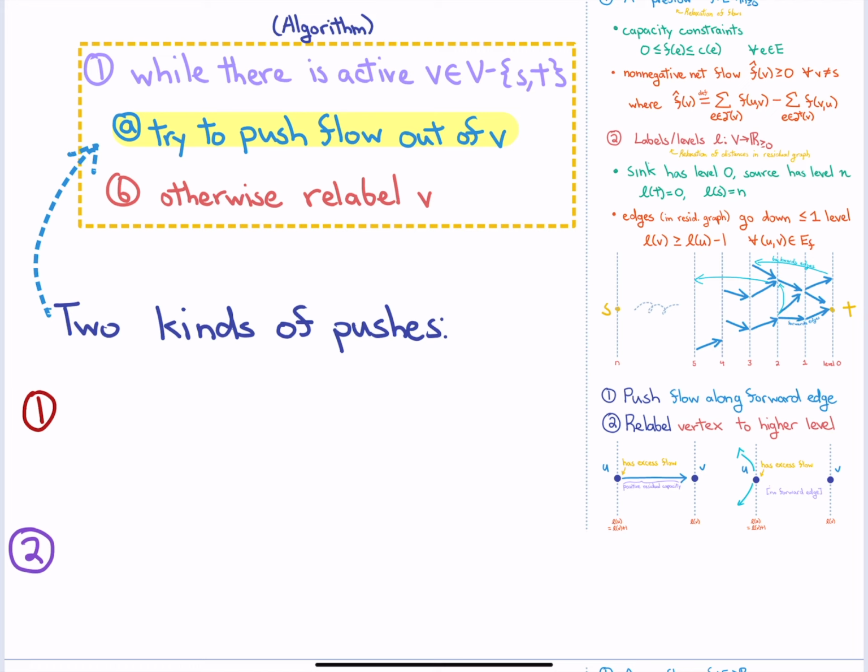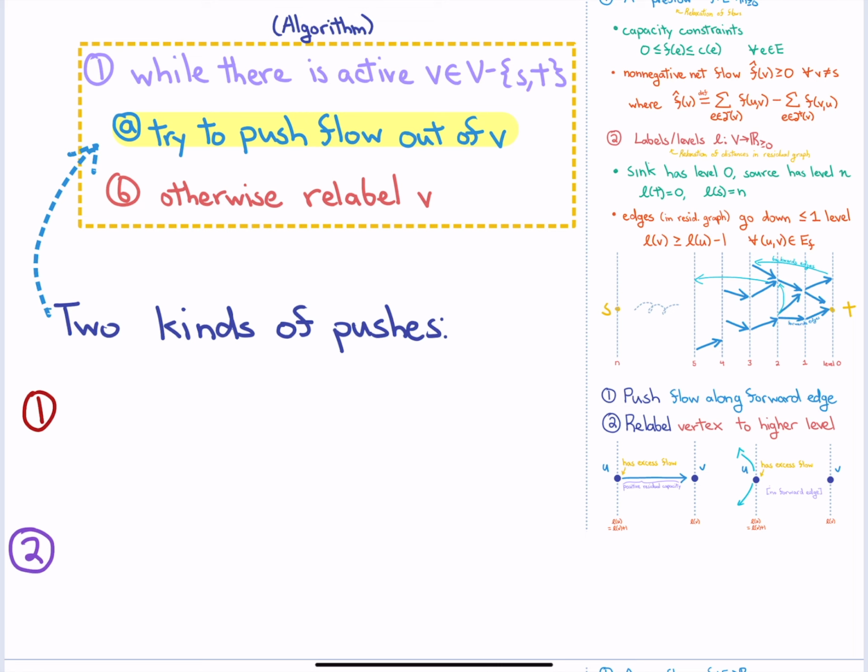Now, an important thing to do is to actually distinguish between two different kinds of pushes. So when I'm pushing flow out from a vertex, I try to push as much as possible, right? That's one of two cases. One is I use up the entire edge, the capacity of the edge, or I use up all the flow that's sitting at the vertex. So those are our two cases.